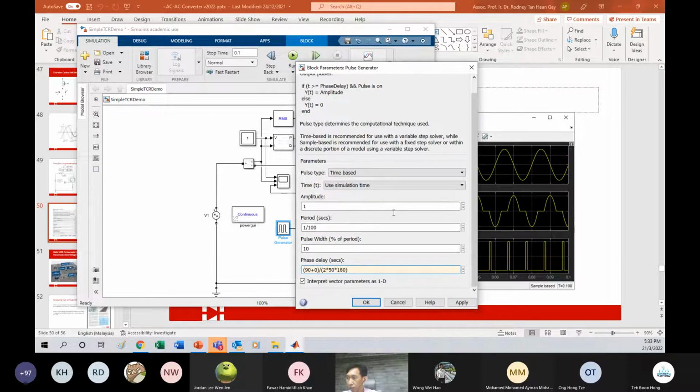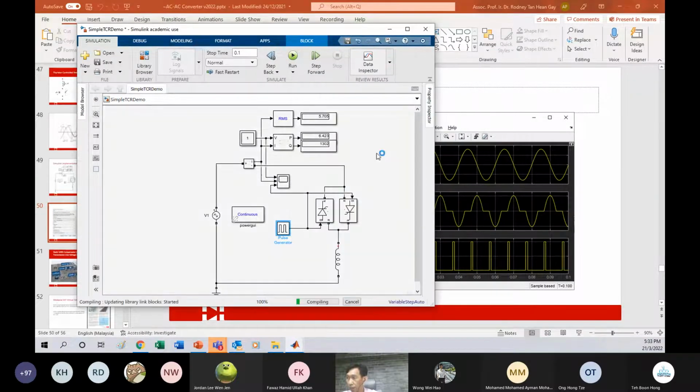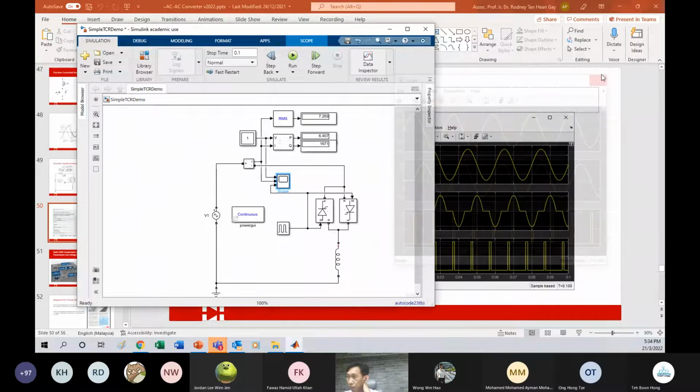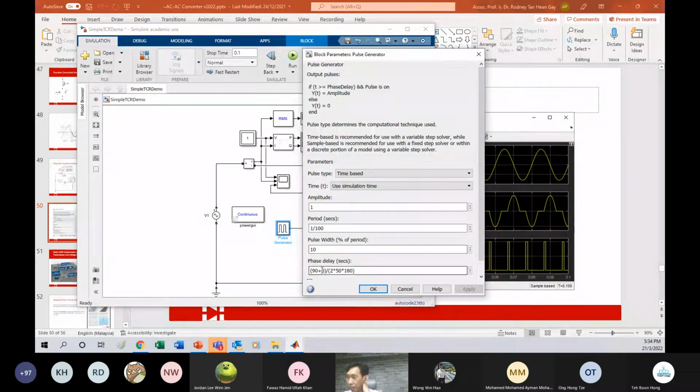And of course, if I just set zero degrees, I didn't cut anything, right? 0 degrees means that I let all the current pass through. The voltage and current by default are already 90 degrees phase shifted because of this inductive nature. So that is the reason why we have to start off with 90 degrees and plus.